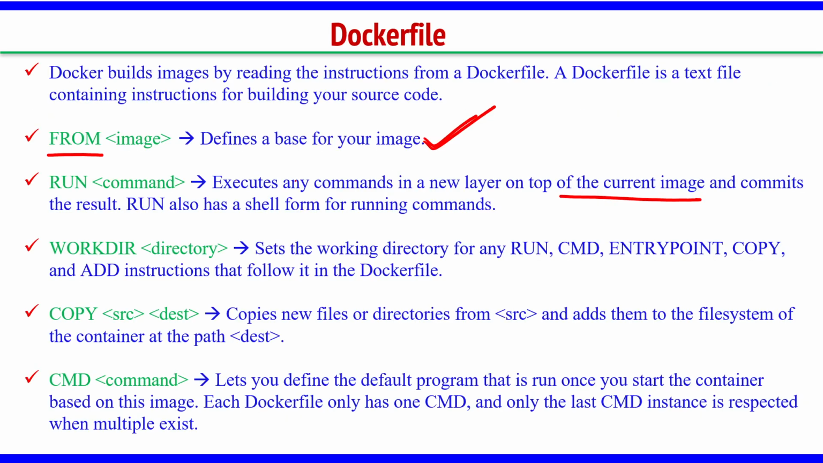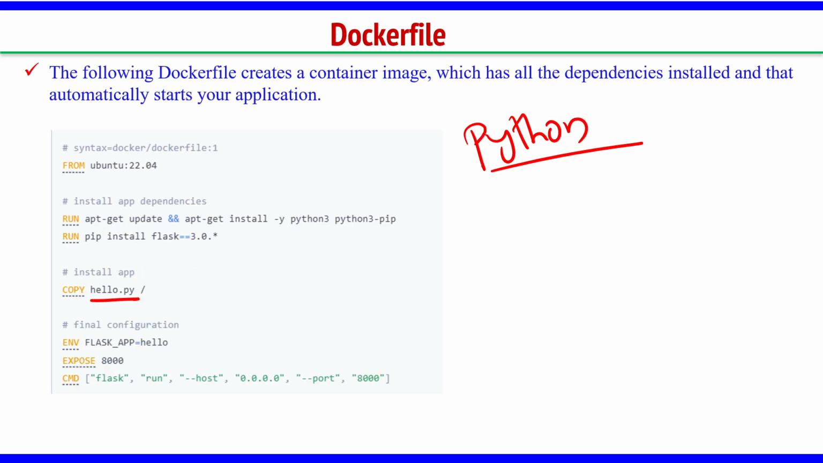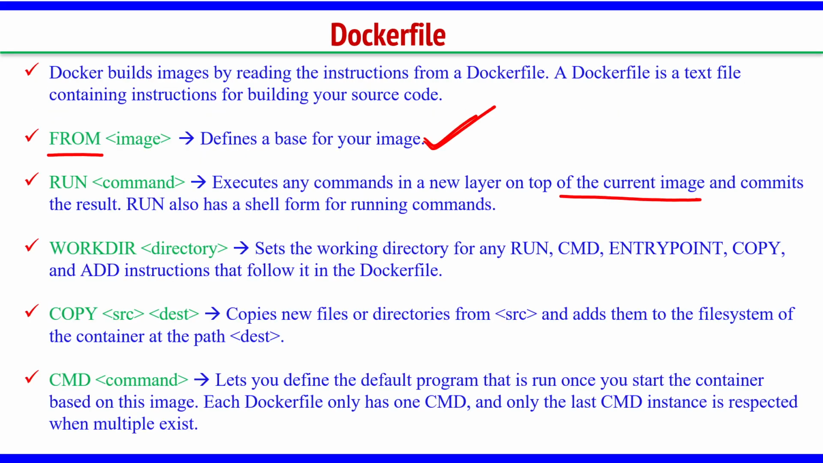So, FROM defines the base of your image. If you see here, FROM Ubuntu. So, which operating system or which base do I have for the image, right. Then RUN, I will give the command. WORKDIR sets the working directory for any RUN. Where do you want me to run this command? In which directory, that we have to specify.